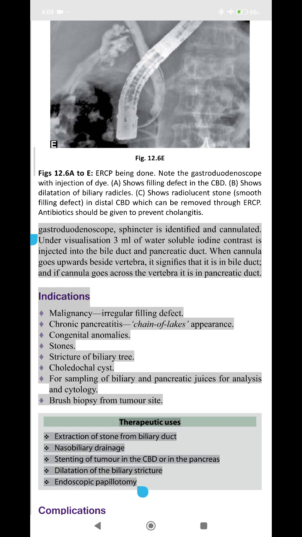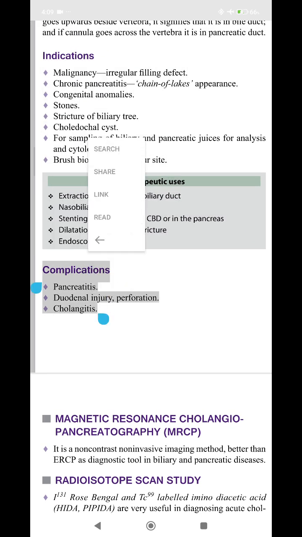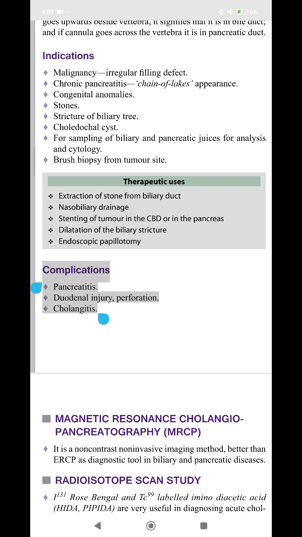Therapeutic uses: extraction of stone from biliary duct, nasobiliary drainage, stenting of tumor in the CBD or in the pancreas, dilatation of the biliary stricture, endoscopic papillotomy. Complications: pancreatitis, duodenal injury, perforation, cholangitis.